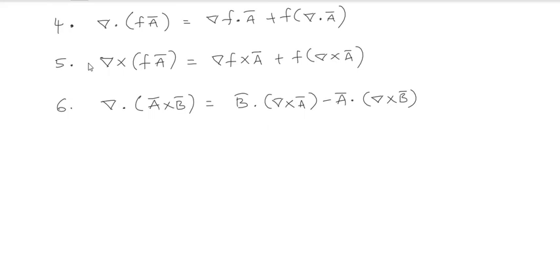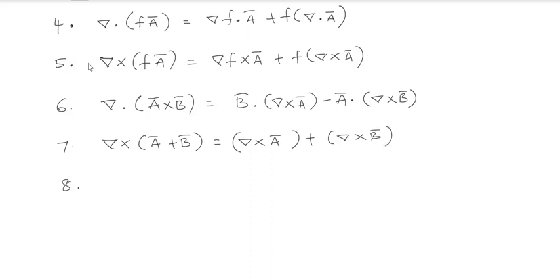Okay. Then similarly, del cross a bar plus b bar, which is equivalent to del cross a bar plus del cross b bar, right? Yeah. Next, eighth one, this is very important. Eighth and ninth one. Many more times directly they asked del cross del pi is equal to 0 bar.